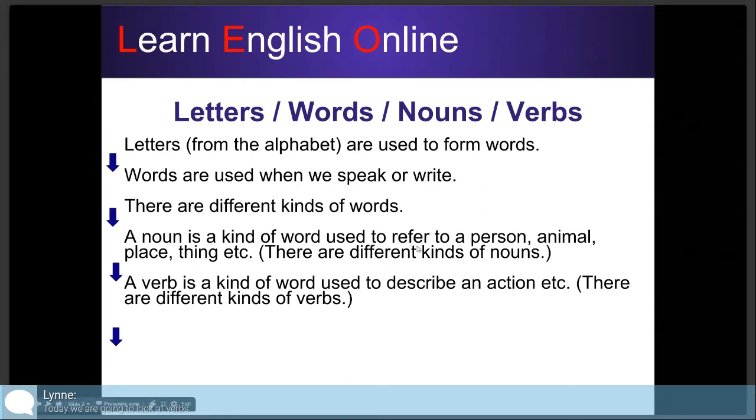So, are used to form, speak, write, refer, to describe, and again, are. We'll look at these words in the future.